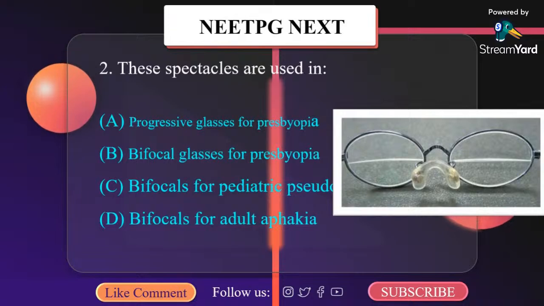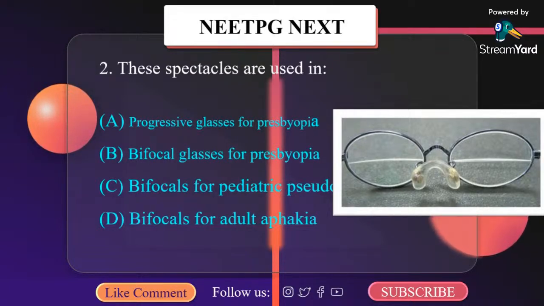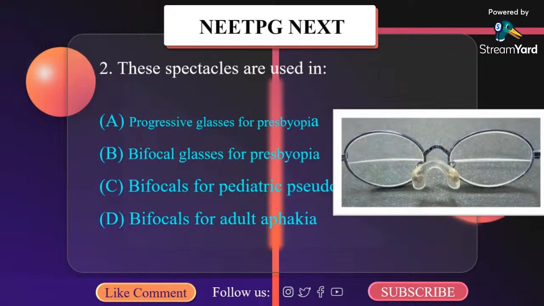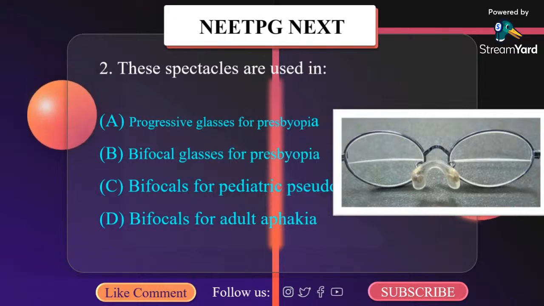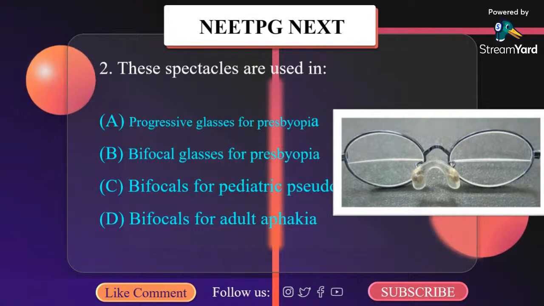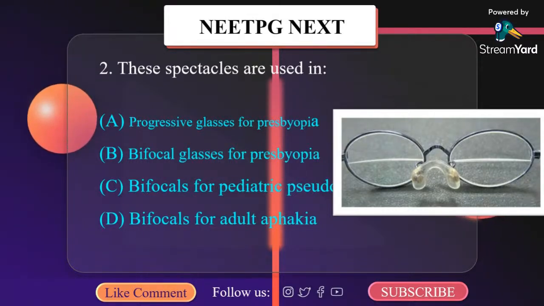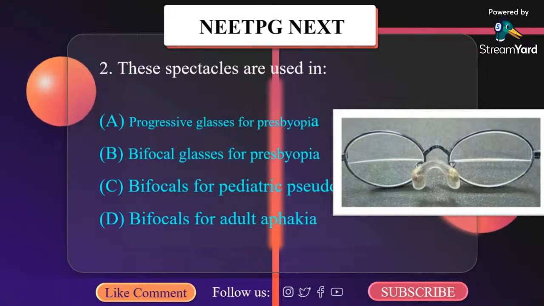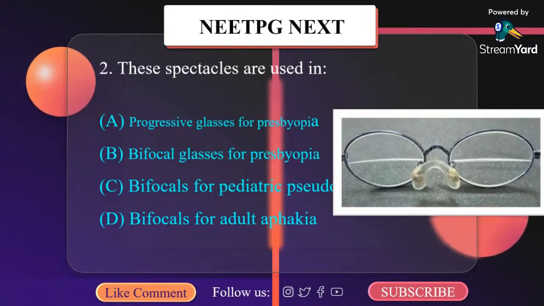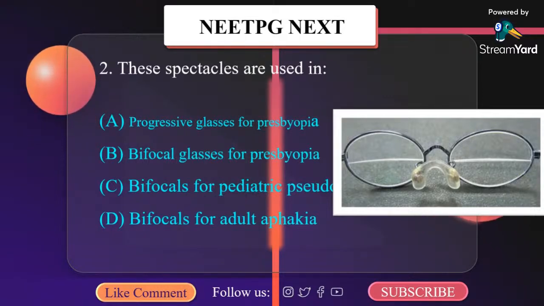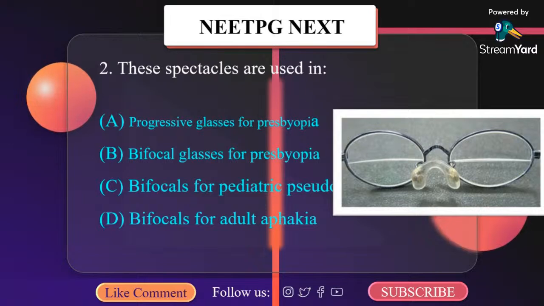These spectacles are used in, now what you can see here. These are bifocal glasses, and the most common use of bifocal glass is for presbyopes who need assistance with both close work and distant vision.